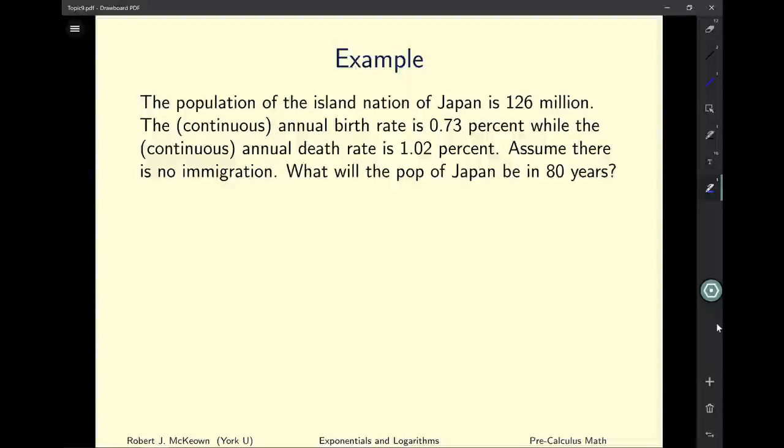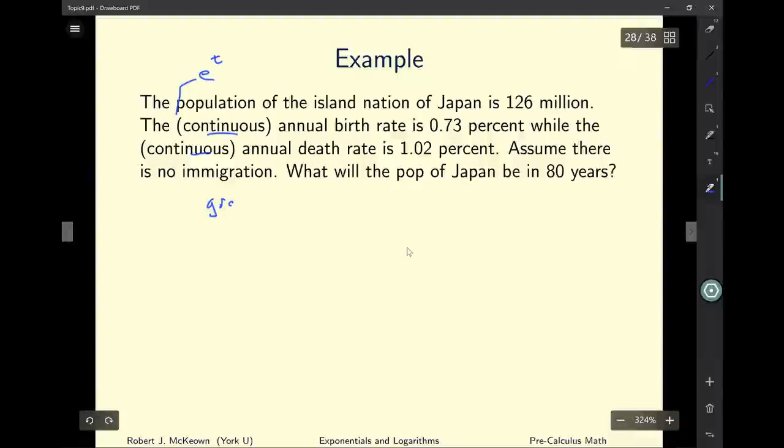Here's an example for you. Press pause on the video, try it yourself, and see if you can get to the right answer. All right, if you've given it a try, let's walk through it together. We've got Japan as the case study. Japan's birth rate is 0.73% and its annual death rate is 1.02%, and both of them are continuous. So since they're continuous, we're going to want to use the natural exponent.